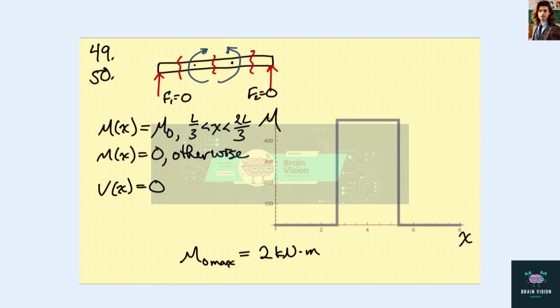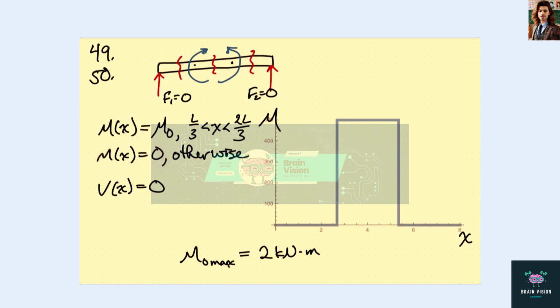Welcome to Brain Vision. I'm going to look at problems 49 and 50 together because they use the same structure. And in this case, we have the moment. So we have 2-point moments acting a third of the way in from each end of the beam. And there's no external forces, so actually these forces here are zero, these support forces. And then if we take a cut here, we can see that the moment has to be zero there too, because this is zero, and if we take moments about this point, then this internal moment has to be zero, and likewise in this region before the point moment has to be zero.